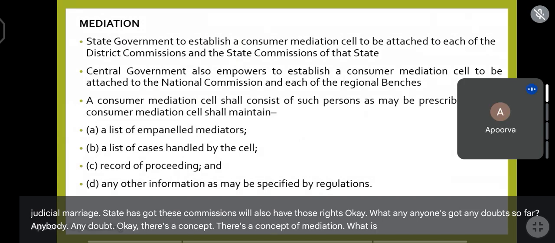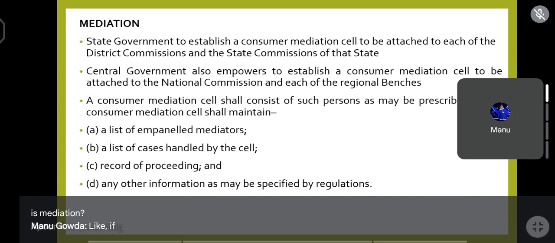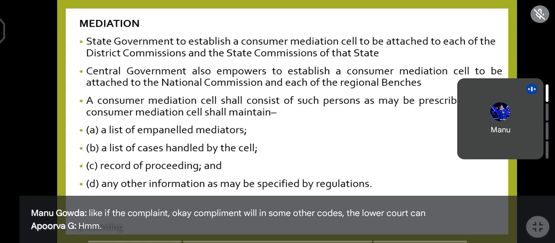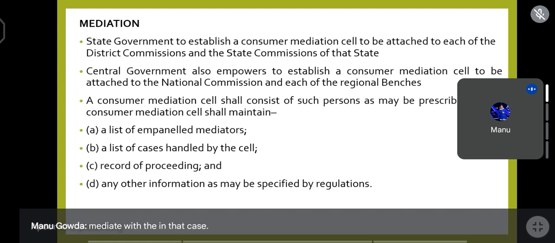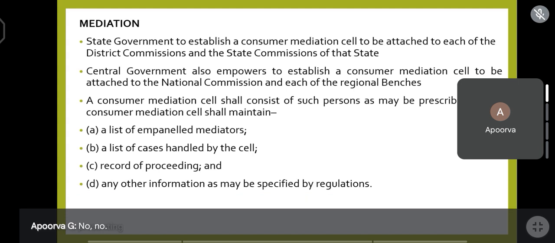There's a concept of mediation. What is mediation? Does anyone have any idea what is mediation? Like if the complainant appeals in some other court, the lower court can mediate in that case. No. That person is going to settle.